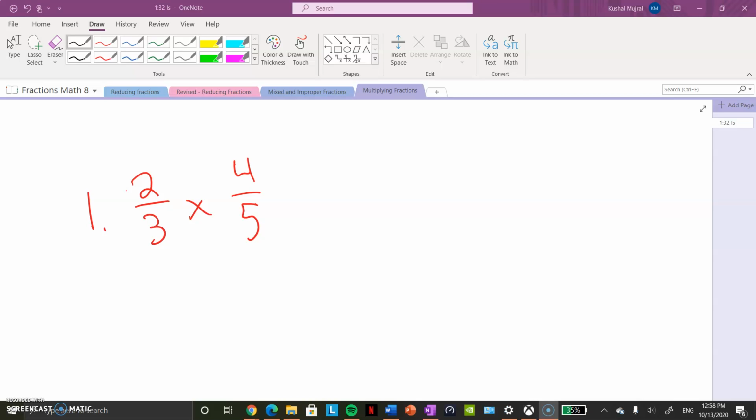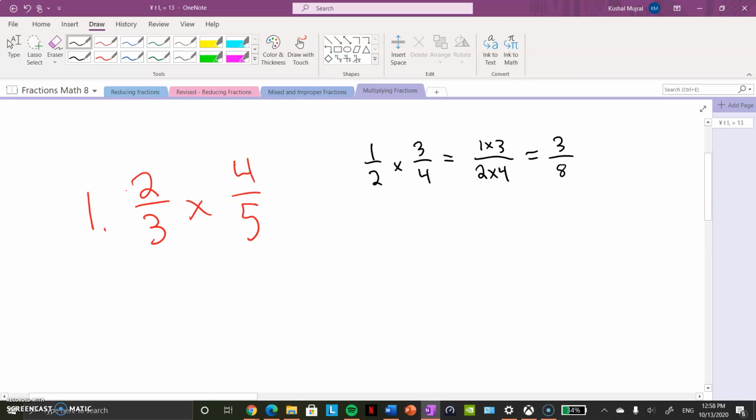Welcome to multiplying fractions. There's one rule that you need to know for multiplying fractions. Say we have a question like 1 over 2 times 3 over 4. The first thing we do is multiply the top, the numerator, and multiply the bottom, the denominator, of both numbers. So that becomes 3 over 8.